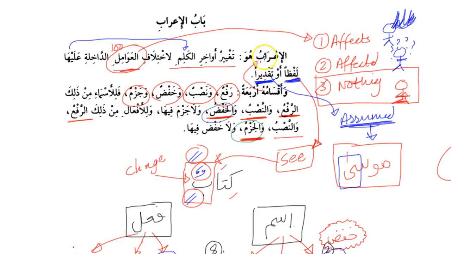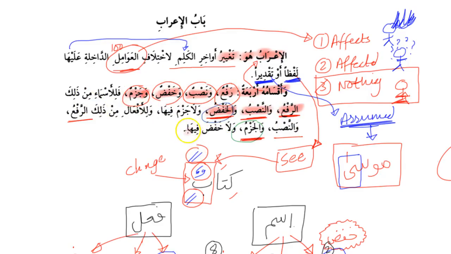Okay, so i'rab. What I'm going to do now is highlight to you what is rafa in this whole passage. All the rafas, all the nasabs, all the jars. I'm going to color all the rafas in red. So this word is rafa. This word is rafa. This word is in the rafa state. This word is in the rafa state.